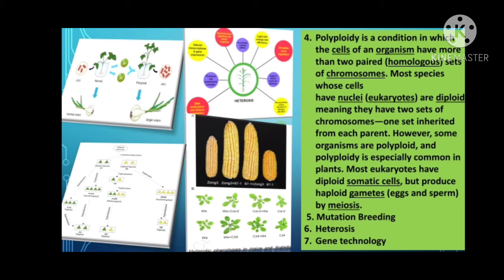Now let's focus on polyploid breeding, or polyploidy. Polyploid cells and organisms are those containing more than two paired homologous sets of chromosomes. Most eukaryotic species are diploid, meaning they have two sets of chromosomes, one set inherited from each parent. However, polyploidy is found in some organisms and is especially common in plants. Polyploidy can be induced in plants and cell cultures by some chemicals. The best known is colchicine, which can result in chromosome doubling, though its use may have other less obvious consequences as well.